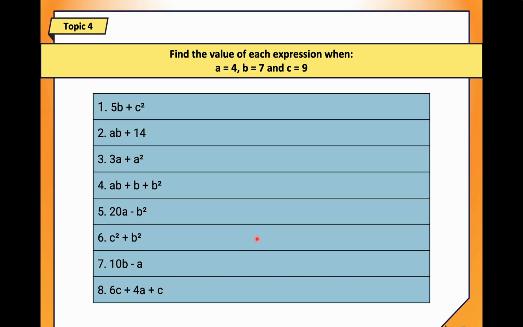So suppose I'm given these expressions with the value of a is 4, b is 7, and c is 9. I want you to go ahead and try to solve these on your own. Take note, if I'm given c squared, it means c times c. a squared means a times a. ab means a times b, and so forth.